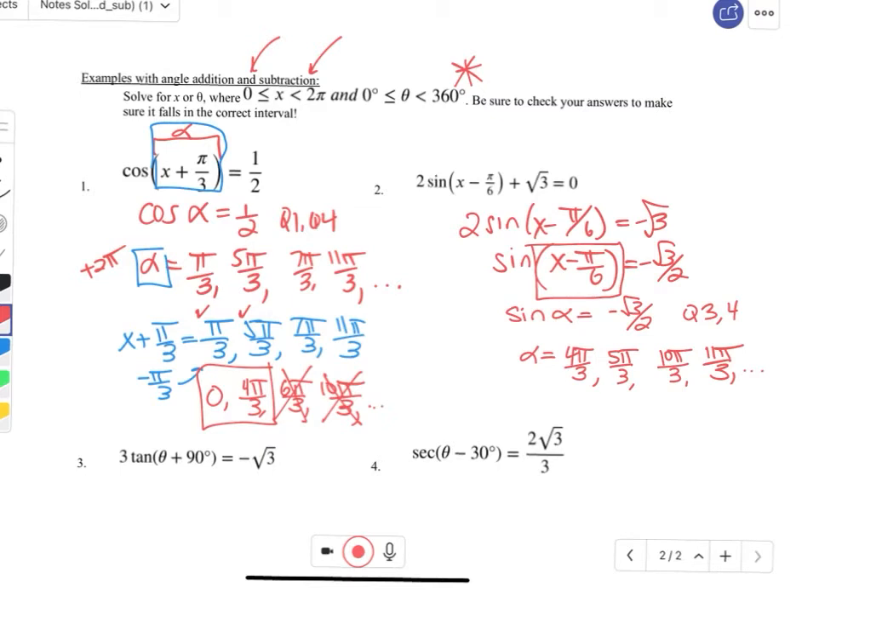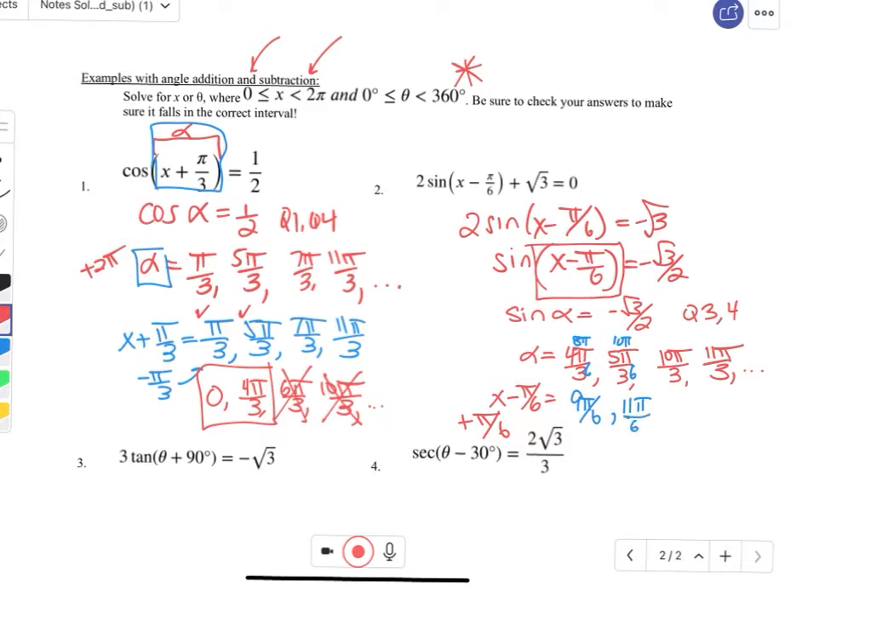Now remember, alpha is x minus pi over 6. So we will need to add pi over 6 to each of those answers. So unfortunately, we have to take our answers and think of them as over 6 so that we have a common denominator. So thinking of 4 pi over 3, that's 8 pi over 6. So when I add pi over 6, that's going to be 9 pi over 6. 5 pi over 3 would be 10 pi over 6. And so when I add pi over 6, I'm going to get 11 pi over 6.